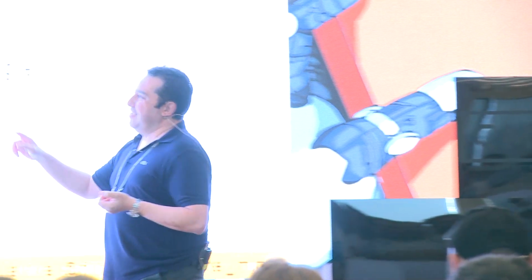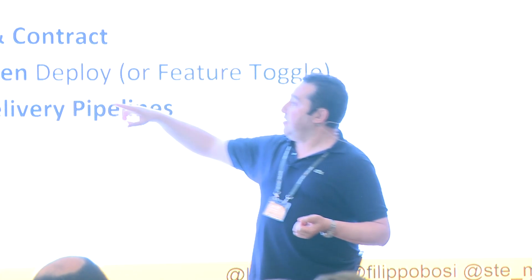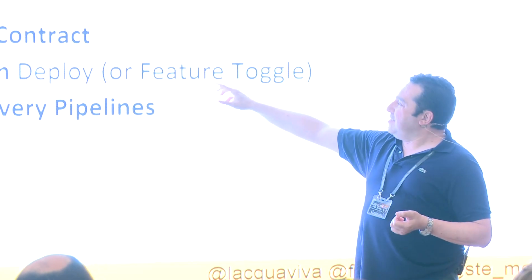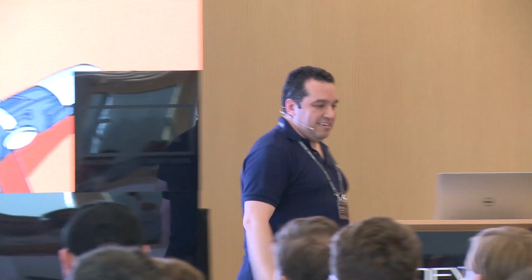You also have to adopt some patterns to achieve zero downtime. Who knows about these patterns? Okay, 2, 3 people. Perfect. Basically, there are 3 patterns that are fundamental to achieve zero downtime. One is expand and contract. The other is blue-green deployment, or feature toggle. You can use one or the other, depending on what you prefer. Of course, you will have to adopt delivery pipelines.